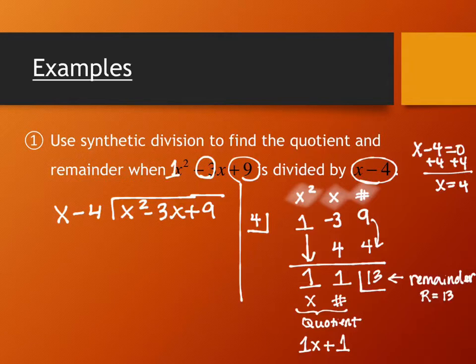Now, there's actually a step that you can do to confirm that you didn't make any mistakes. You can take the number 4 and plug it into the original equation. And if you did your synthetic division right and you do your evaluation right, you should end up with the same number 13. So go ahead and try it. Grab a calculator if you want. Do 4 squared minus 3 times 4 plus 9.